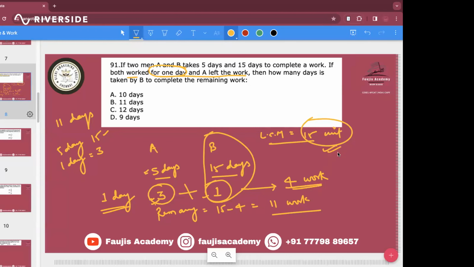Essentially, we have to finish our 15 units of work only. For 1 day, A and B worked. So A will have some contribution. For day 1, A will have 3 units of contribution and B will have 1 unit of contribution. Day 2 onwards, A ran away, so B will do all alone, right? For 11 days.